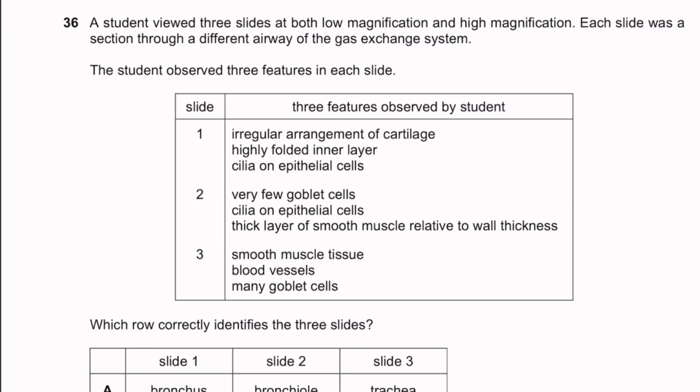Okay. A student viewed 3 slides at low magnification and high magnification. Each slide was a section through a different airway of the gas exchange system. The students observed 3 features inside each slide: an irregular arrangement of cartilage, highly folded inner layer, cilia and epithelial cells; very few goblet cells, cilia and epithelial cells, and a thick layer of smooth muscle relative to the wall thickness; and smooth muscle tissue and blood vessels with many, many goblet cells. Okay, so let's identify how to label each one of those.